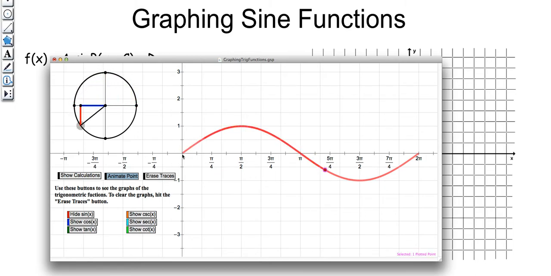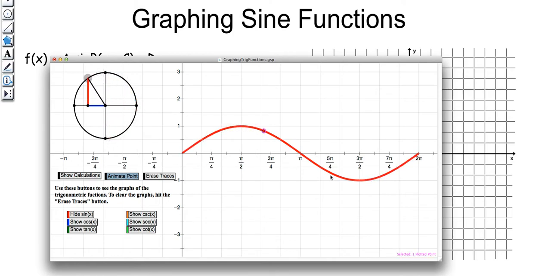So for example, we know that the sine of 0 from the unit circle is going to be 0. The sine of pi over 2 is going to be a positive 1. The sine of pi is going to become 0. The sine of 3 pi over 2 is going to be negative 1. The sine of 2 pi is going to be back to 0 again. It's just going to continuously repeat.